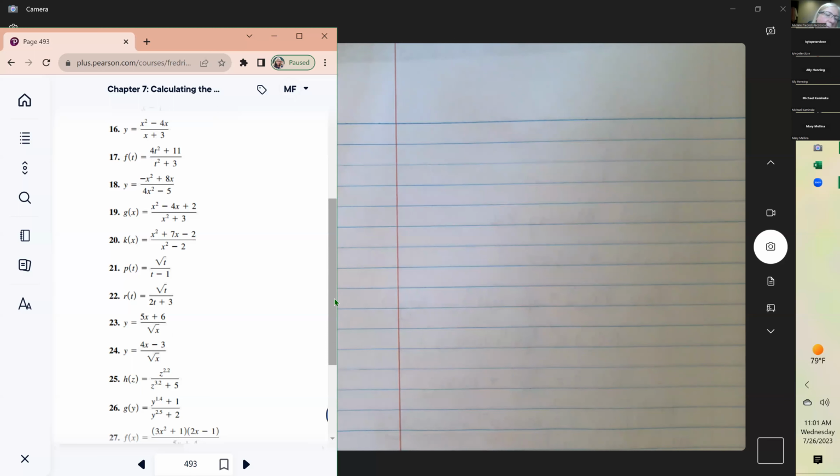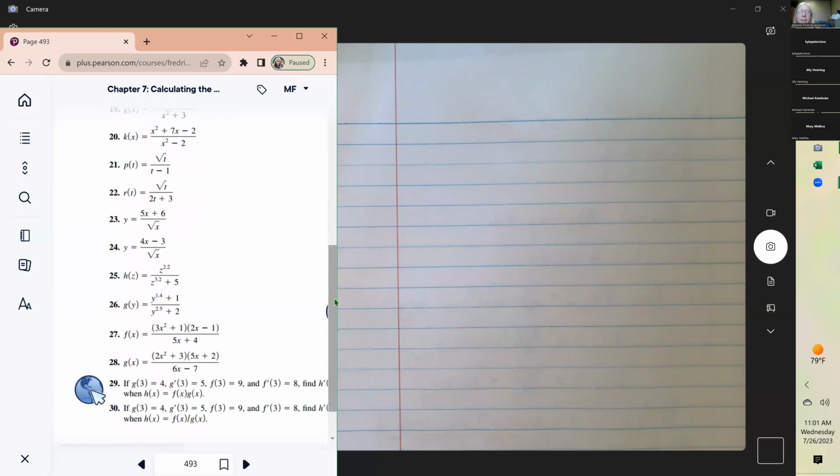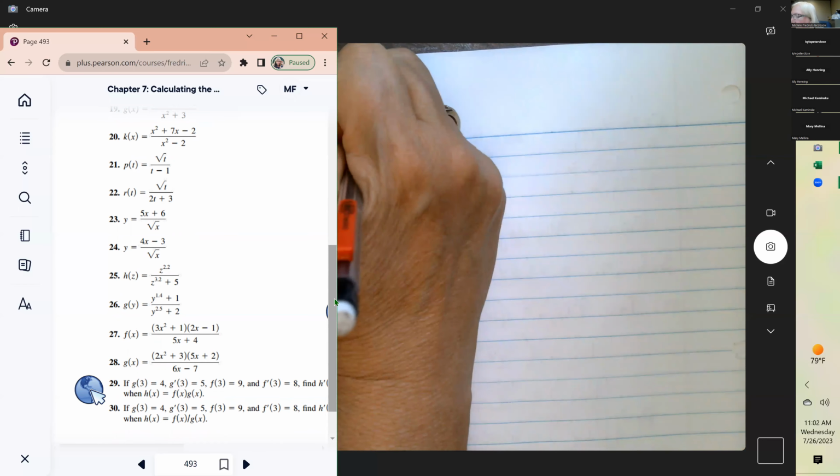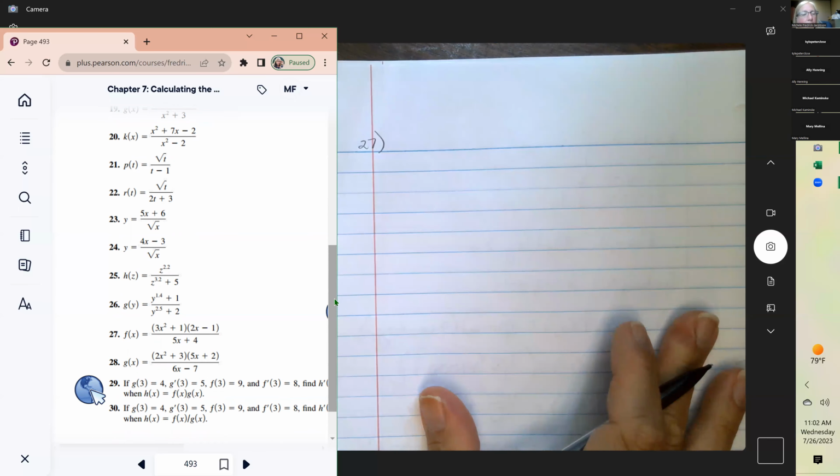One more, number 27. Notice that it has division, but it also has multiplication. It's kind of throwing everything together. So if you're comfortable with that one, you're fine with these. 27, yeah, we'll do 27. Doesn't really matter. 27, 28 are the same.